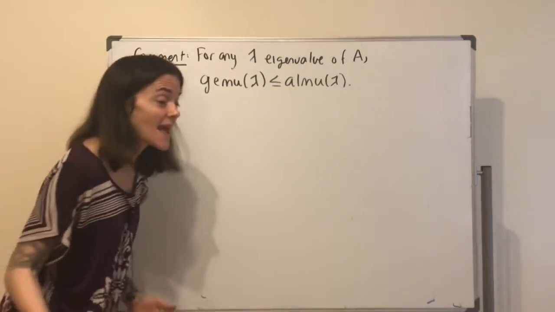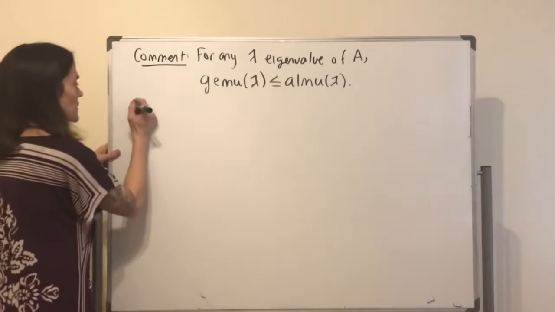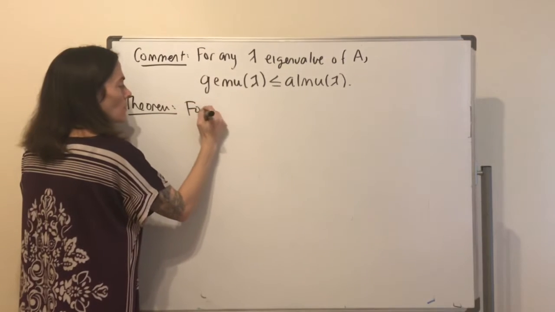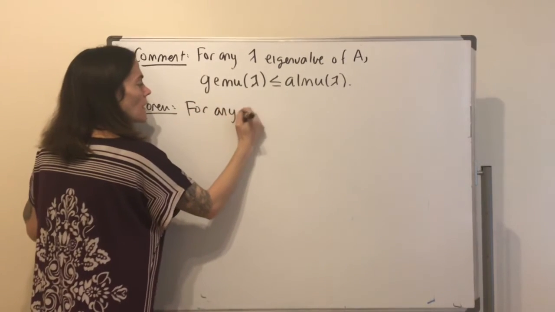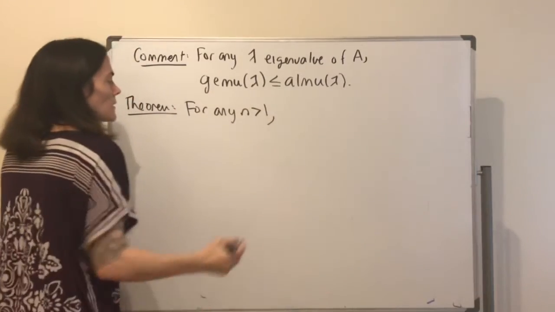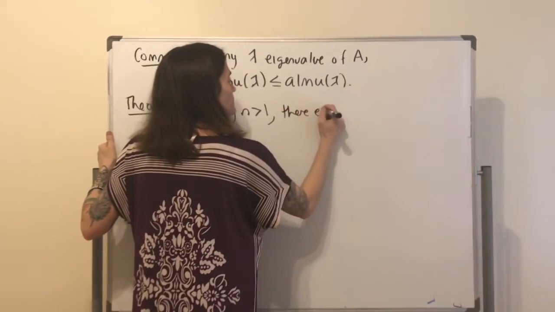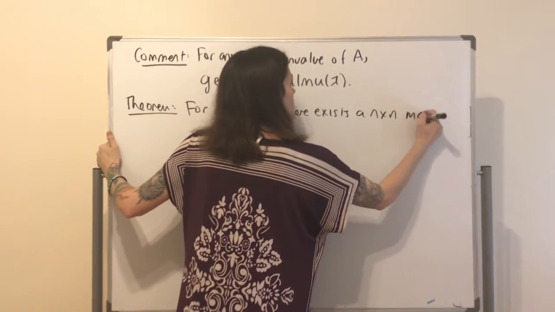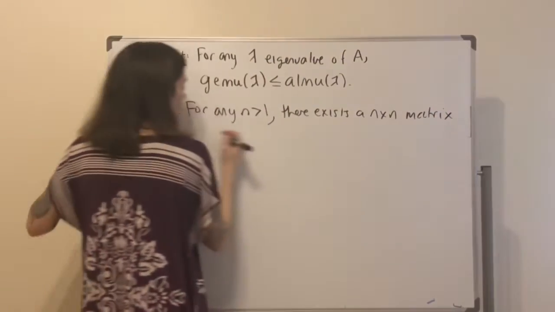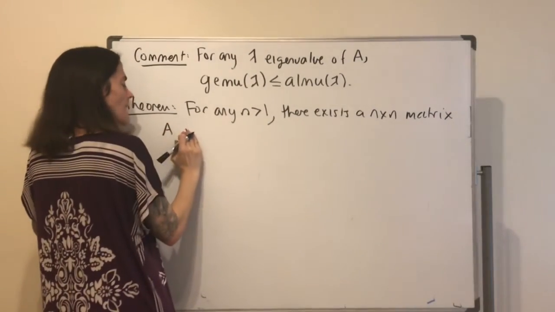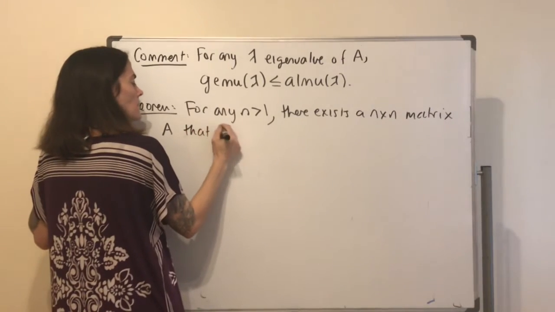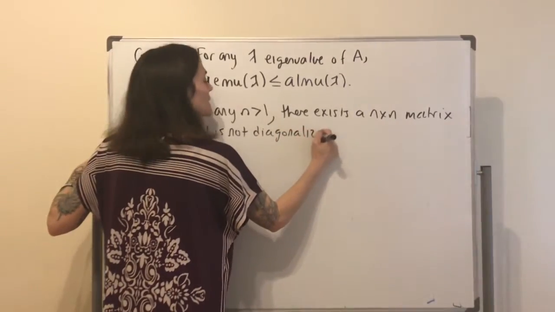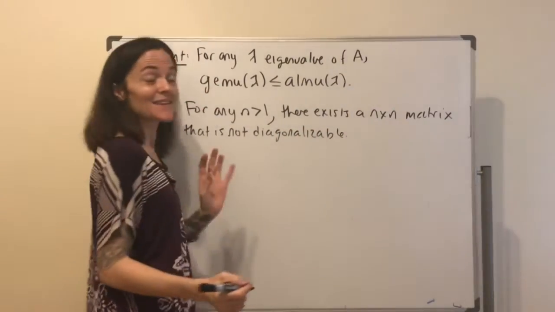Now, I will end today with a kind of neat example. Oh, I'll call it a theorem. For any n bigger than 1, there exists an n by n matrix A that is not diagonalizable. Well, in fact, there are infinitely many, but I'm just stating this as there exists one.